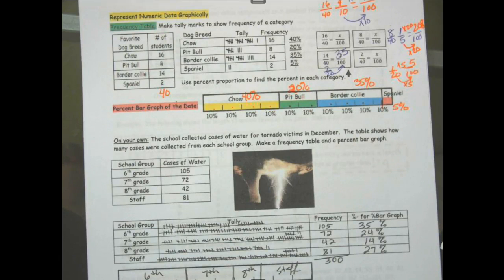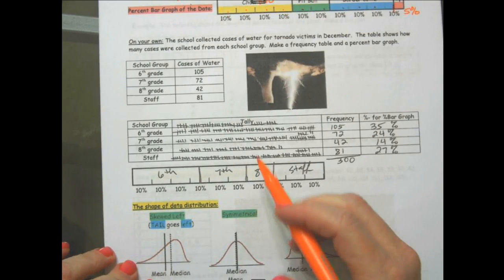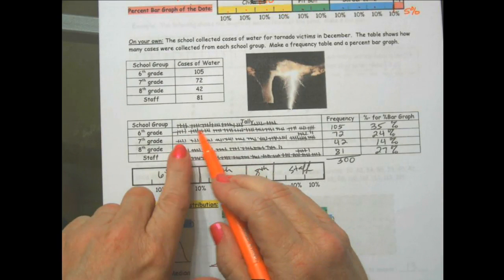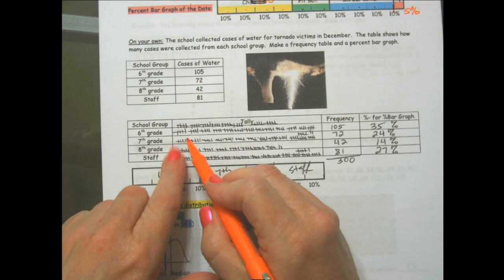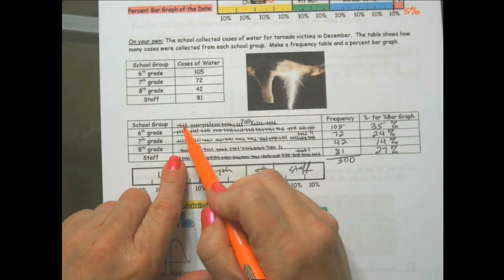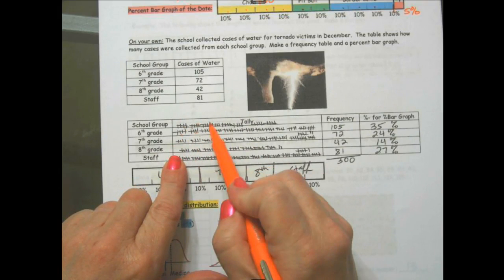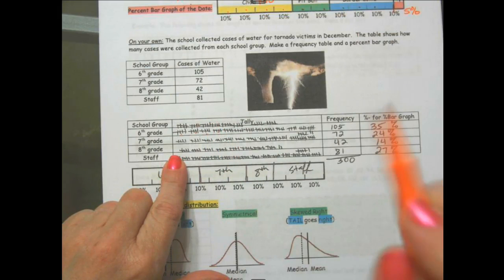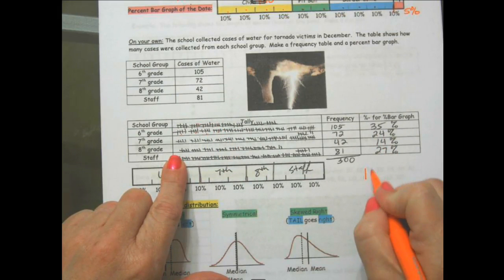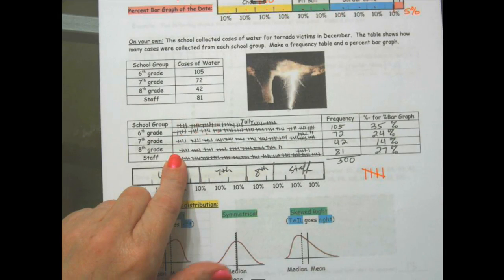On your own, the school collected cases of water for tornado victims in December. The table shows how many cases were collected from the school groups. Make a frequency table. Here the frequency table is already made. You can do it on yours. This is 5, 10, 15, 20, 25, 30, 35, 40. You put a tally. 1, 2, 3, 4, 5. Those are tally marks.